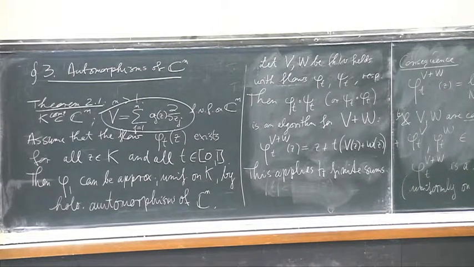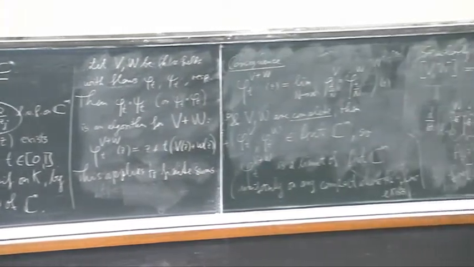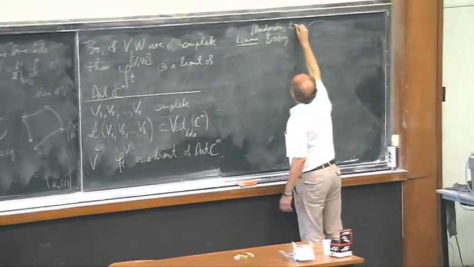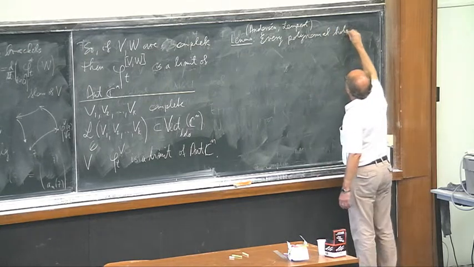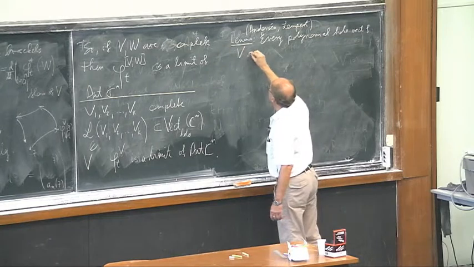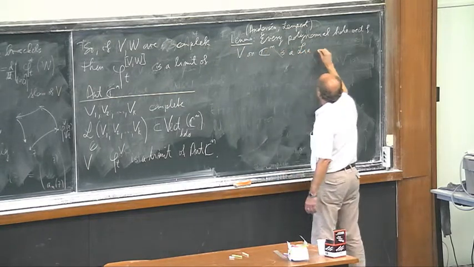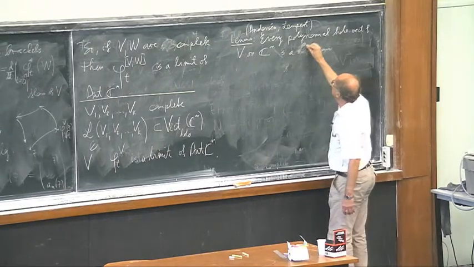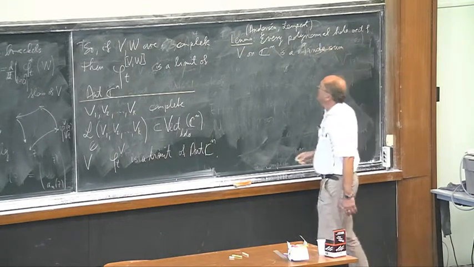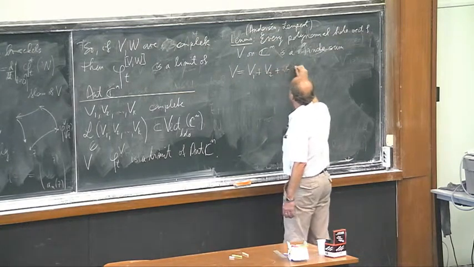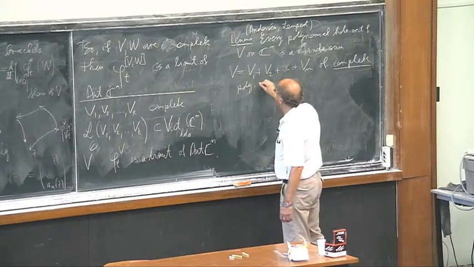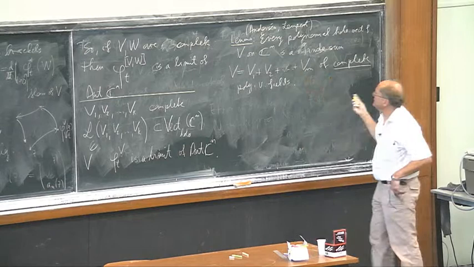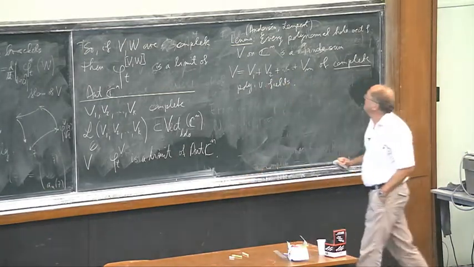So we have the following lemma, due to Anderson in the special case, and then to Anderson and Lampert. Every polynomial holomorphic vector field V on Cn is a Lie combination. Actually, in this case, we'll prove that it's even a finite sum: V equals V1 plus V2 plus etc. of complete polynomial vector fields. Okay, so this is what we can prove. If you use Lie brackets, it's maybe even faster. But even for sums, it's not hard to do.